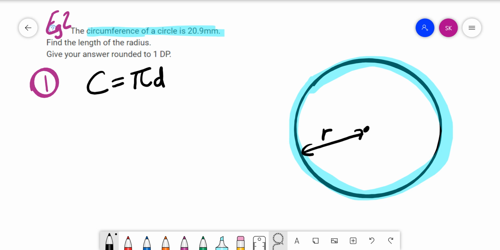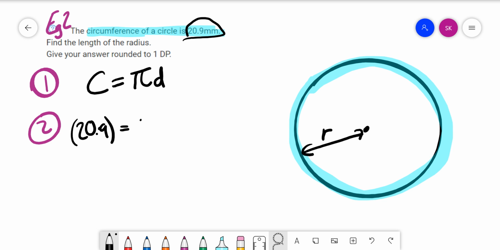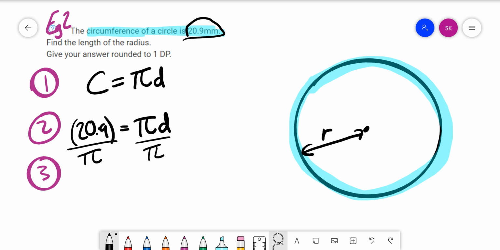Step 2, substitute. So in place of C, I'm going to write 20.9. Substitution, replace with brackets. Step 3, solve for D. And so I'm going to divide by pi, do it to one side, do it to the other to keep the balance. And I get 20.9 divided by pi is 6.65 to 2 decimal places.